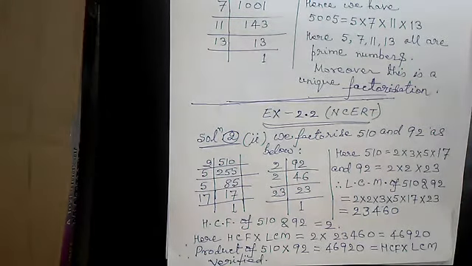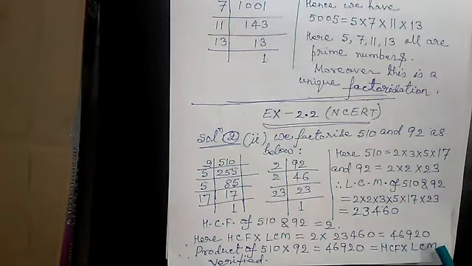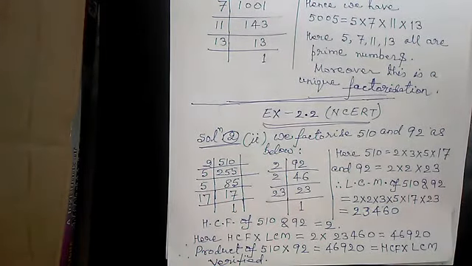So the HCF is 2. Now multiply HCF and LCM, you will get 46,920. And now multiply the two numbers given in the question, 510 and 92. Again you are getting the same product, 46,920. It means you have verified that the product of the LCM and HCF of the two numbers is equal to the product of the two numbers. That's why it is verified.